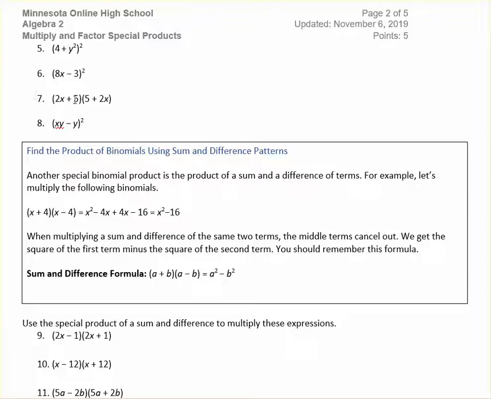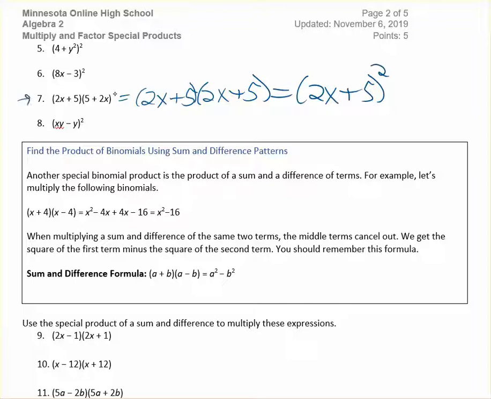Number 7 is not written as a squared binomial, but it could be. Because 2x plus 5 and 5 plus 2x, you could use the commutative property to rewrite the second set of parentheses as 2x plus 5, which then could be written as 2x plus 5 squared. Now, if you're going to use the FOIL method, then you might as well just leave it as it is. If you're going to use the formula, then this would be your terms for the a and the b.